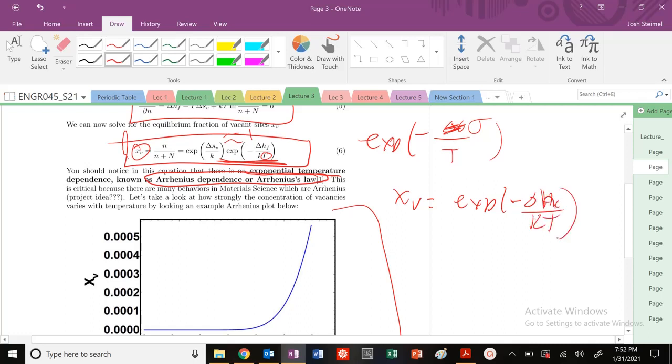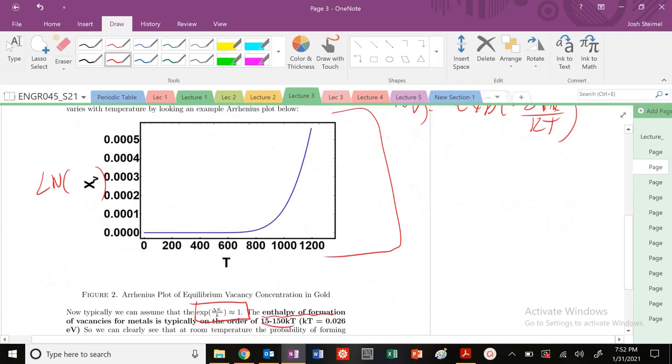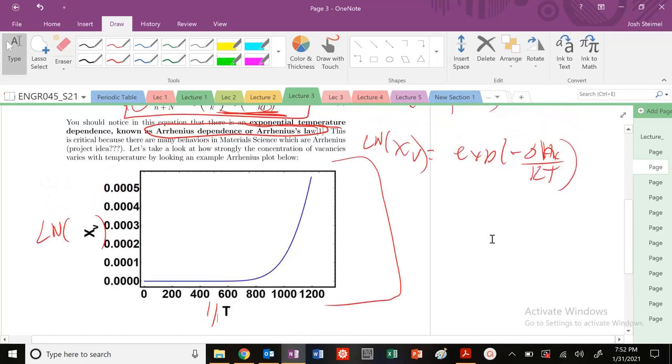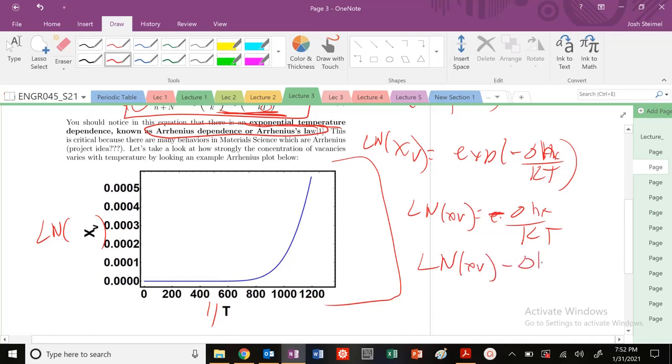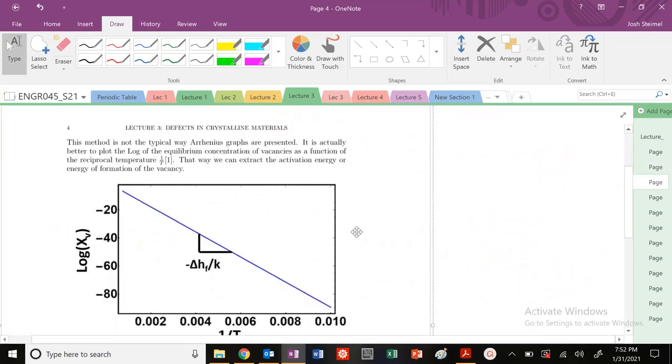over kT. Now, if I were to plot the natural log of this versus, instead of temperature, 1 divided by T, I might get a cool expression. So if I take the natural log, this expression is no longer exponential: minus delta H F over kT. So let's see, natural log of XV is minus delta H F divided by k as a function of our variable 1 over T. Well, that looks like a linear expression where we can tell the slope is going to be related to this very important expression right here.